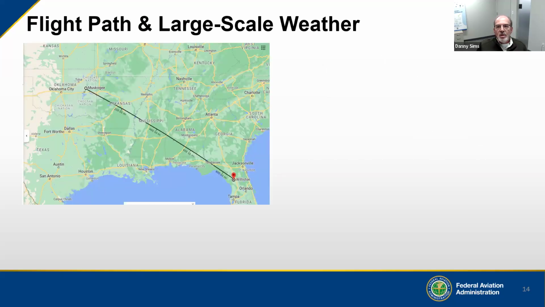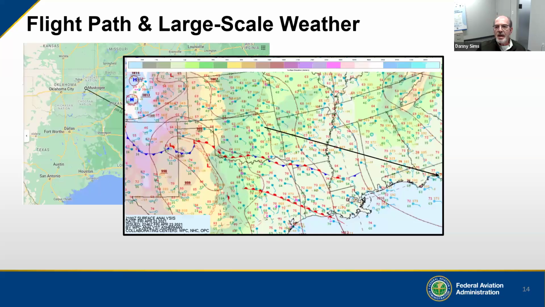Well, let's look into a little bit now at the big picture. Here's our flight path, as you can see, going from Muskogee, Oklahoma, down to Williston, Florida. I'll pull up a surface map that was valid at the time that the flight took off. And there's a couple things here that come to attention for me, is that this flight path was north of a frontal system.